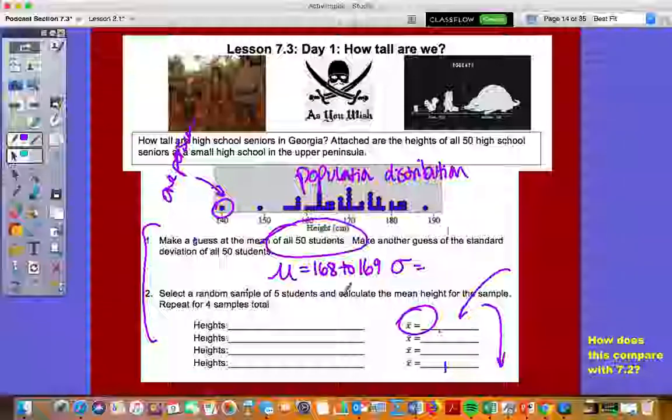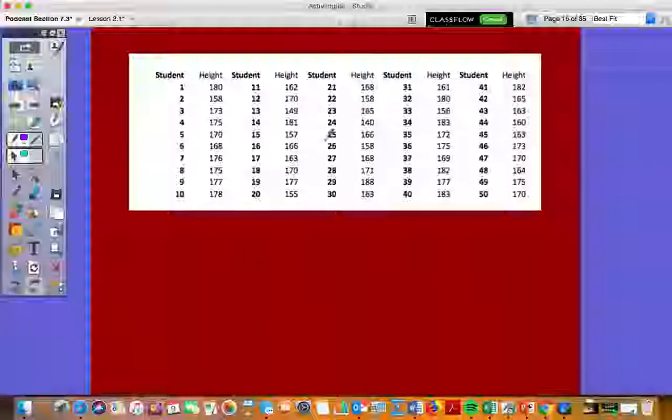Is it hard for the calculator to pick a random sample, or can we just? Yes, that's a great question. So when you go over here, this will help you. The student number corresponds with their height. So remember, you want to do this as a random number generator. So you'll just do random integer, right? Remember, where do we go on the calculator?